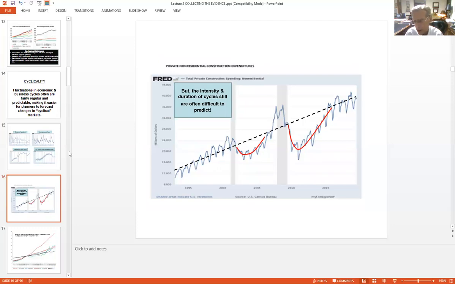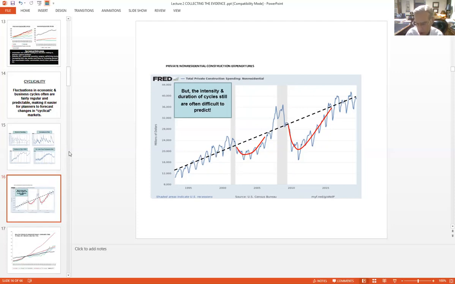However, take a look at this chart. This is a chart that tracks non-residential construction, that is of commercial and industrial buildings. And this industry is quite cyclical. And it's also seasonal, as you can see from the little bumps in each of these years.